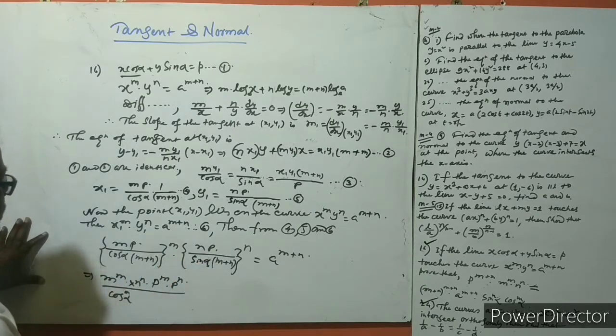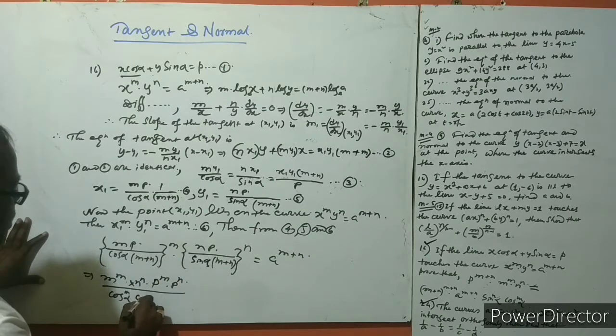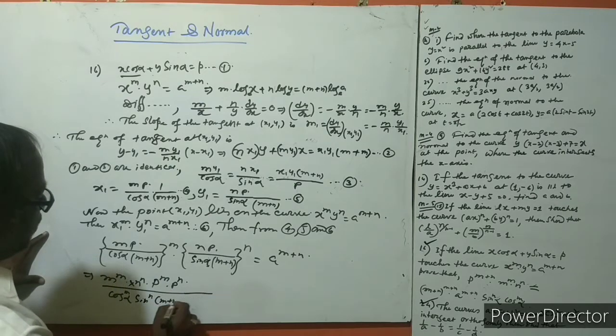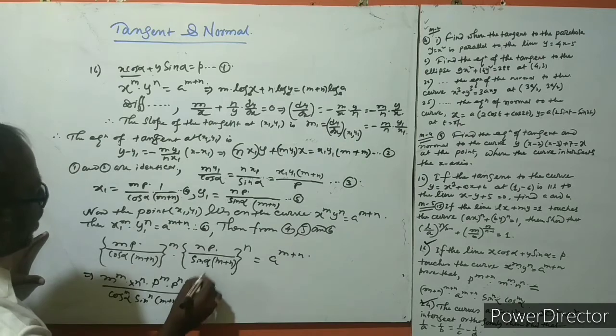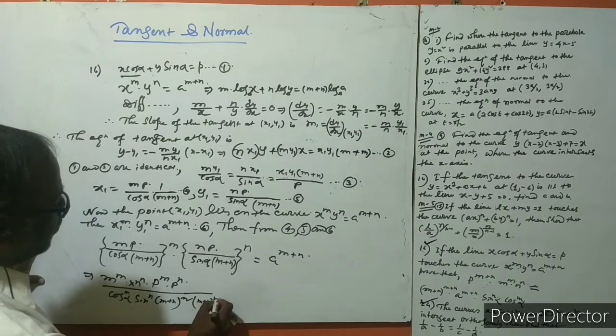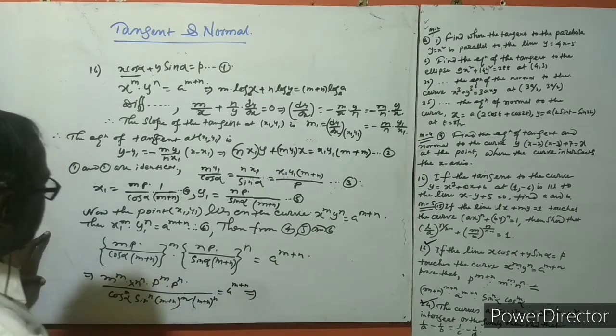Okay. So cos alpha to the power m, and this is sine alpha to the power n, and the whole m plus n to the power m, and this whole to the power n equal to a to the power m plus n, and it's complete.